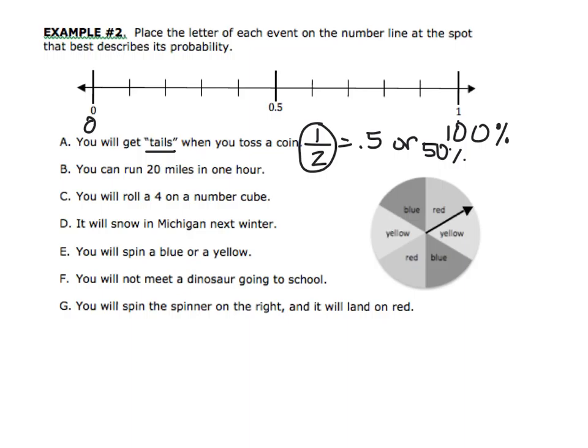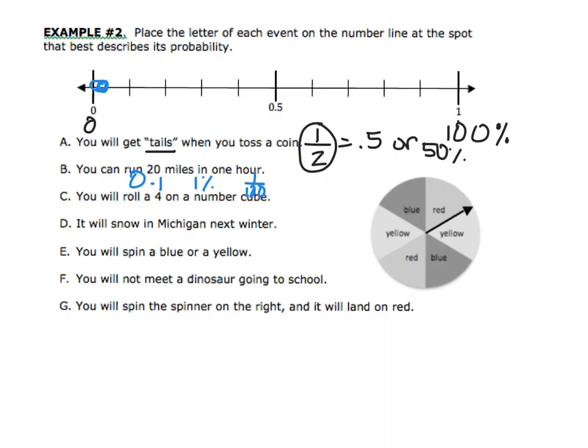Alright, now in B it says you can run 20 miles in an hour. When I think about it, I can run about 6 miles in an hour. So the chance that I could run more than double that, actually triple that, 20 miles, is very, very unlikely. So I'm going to say about 0.1. That would put me very, very low on the probability scale. I can also say about 1%, or I can say 1 out of 100. Something like that.